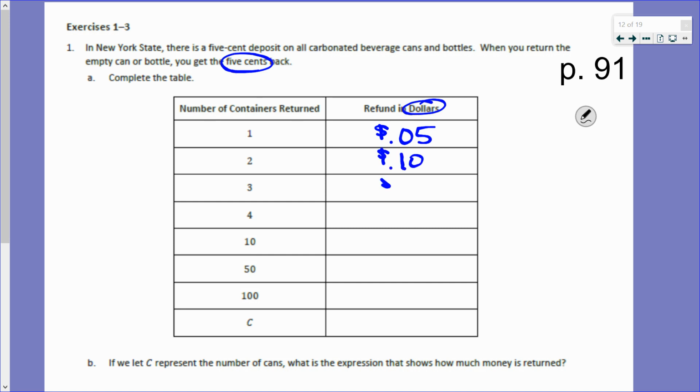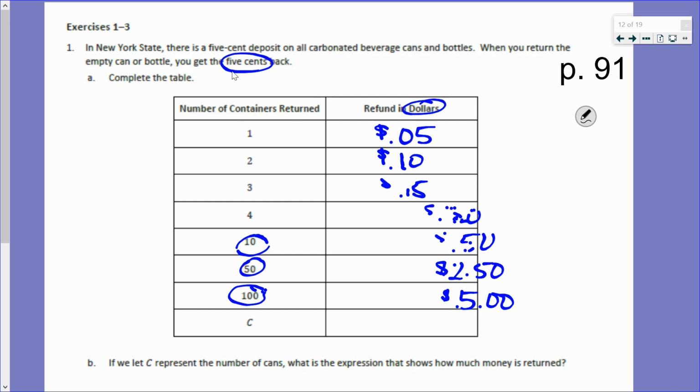0.05, 0.10, 0.15, 0.20, 0.25. Now it goes to 10, $1. So 10 would be 50 cents. 50 would be $2.50. 100 would be $5.